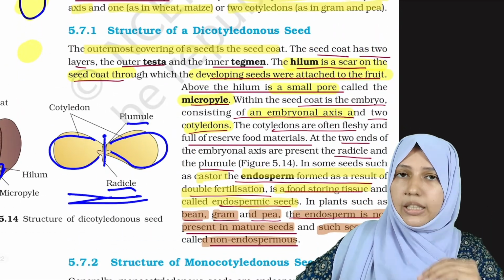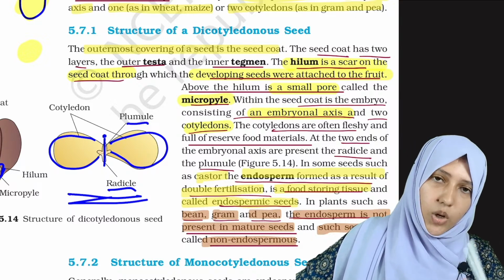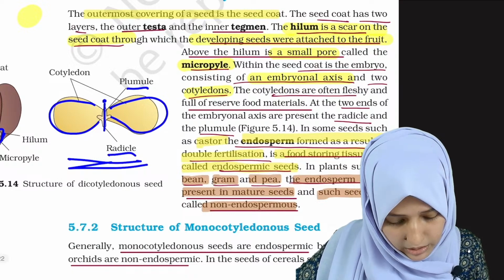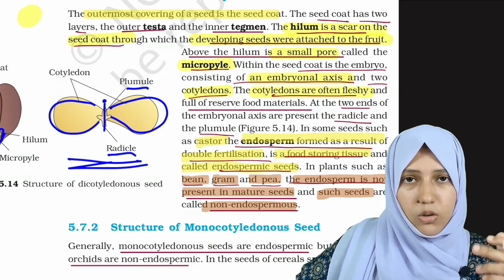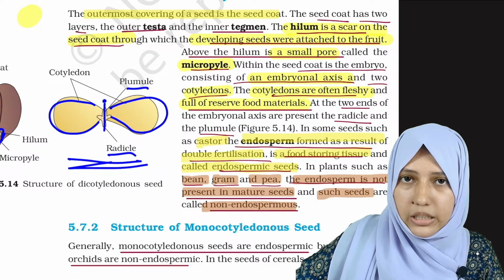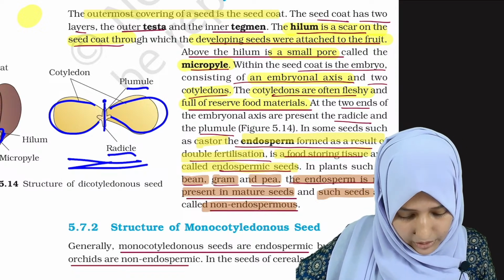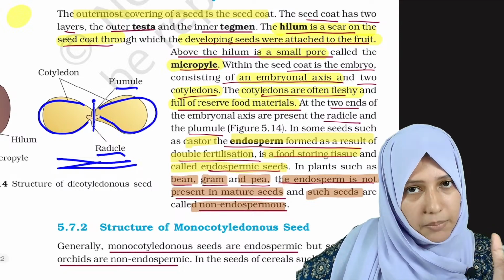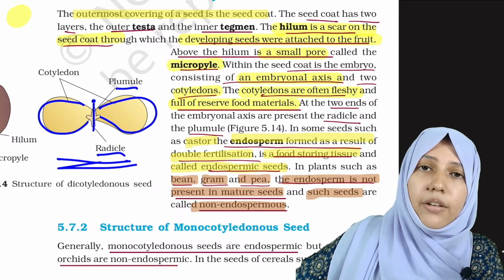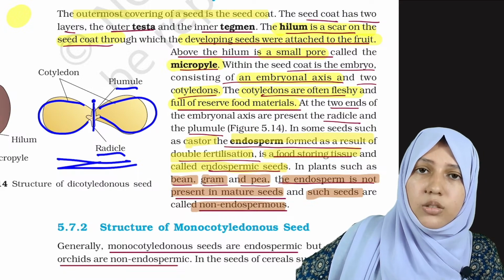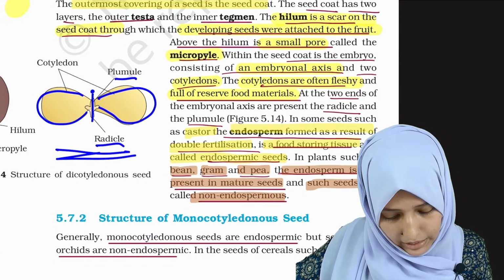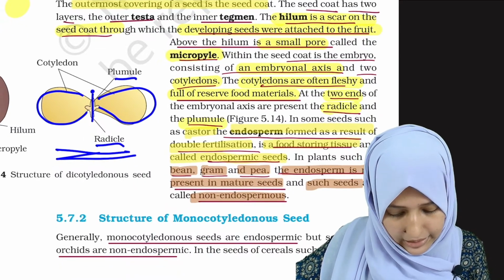Outer testa and tegmen, and the inner embryonal axis along with 2 cotyledons, are present in dicot seeds. The cotyledons can be fleshy and full of reserve food materials. Since they are fleshy, they have many food materials required for the developing embryo, right? At the 2 ends of the embryonal axis, radicle and plumule are present.